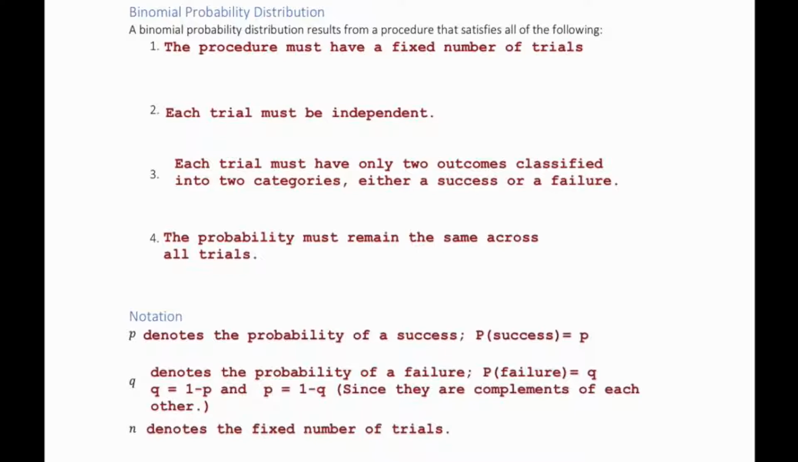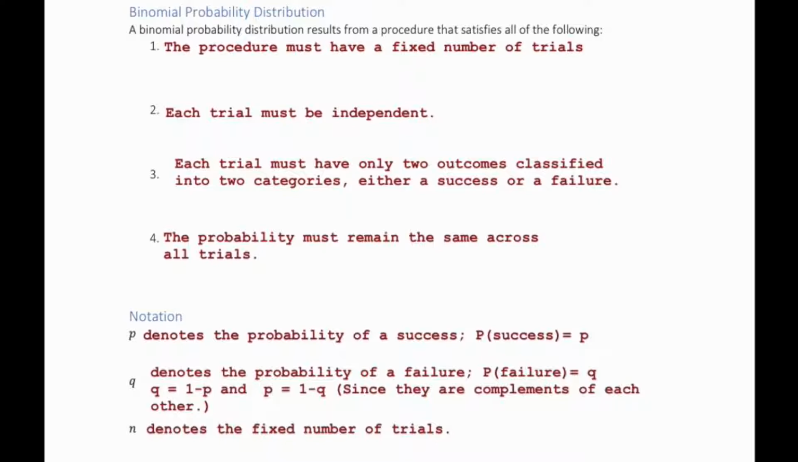A binomial probability distribution results from a procedure that satisfies the following. First, the procedure must have a fixed number of trials. Each trial must be independent. Each trial must only have two outcomes classified into two categories, either a success or a failure. The probability must remain the same across all trials.